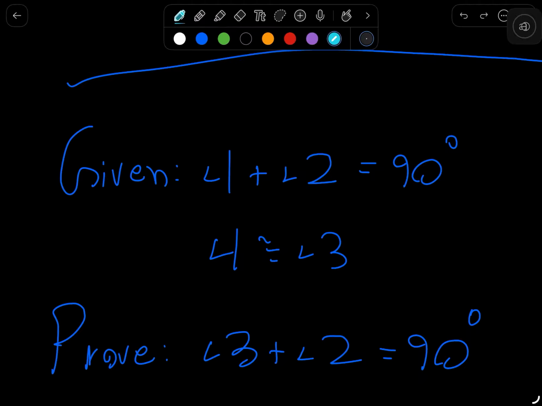Well, I think that's a pretty simple conclusion to make, and it's pretty common sense, because here you know that angle 1 is equal to angle 3. So what you can do is substitute angle 3 for angle 1 here, and that's how you get the conclusion. So once again, in my opinion, that's pretty simple to understand.